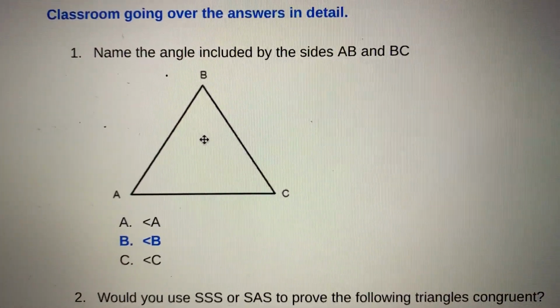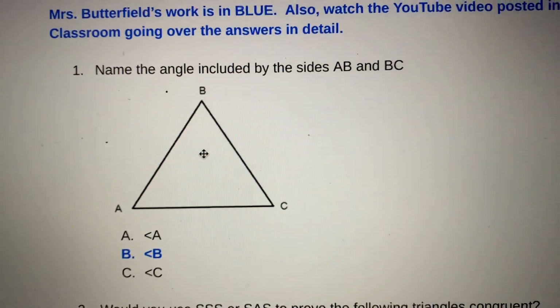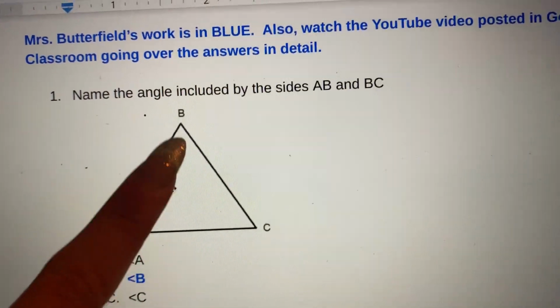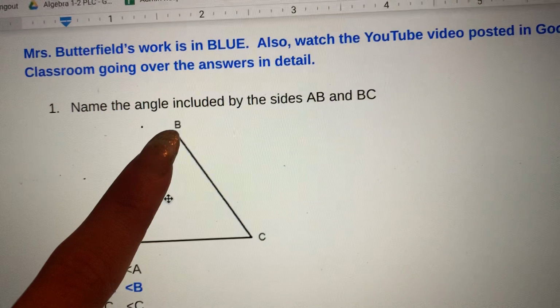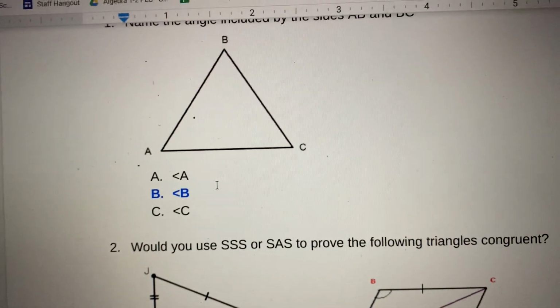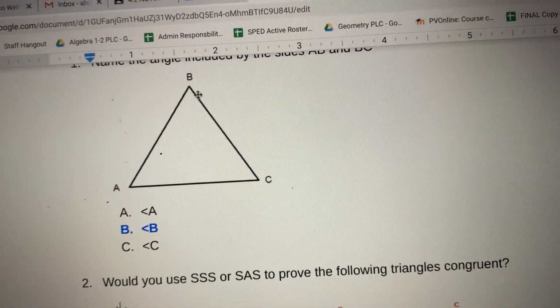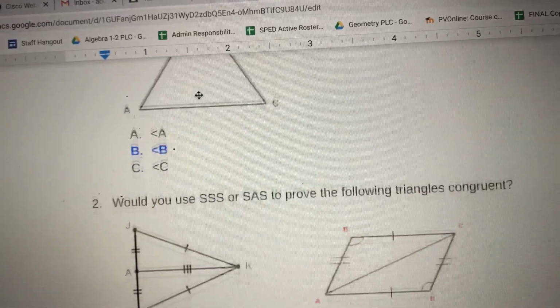So number 1 says, name the angle included by the sides AB and BC. So if we're looking at AB and BC, the angle that's included with both of those is going to be angle B. Okay, so not too bad. You just look at whatever the 2 parts are. What's the letter that they have in common? What's the angle that they have in common? That's going to be B.